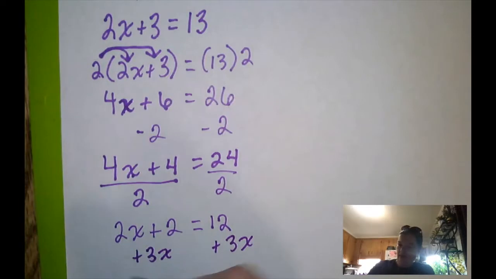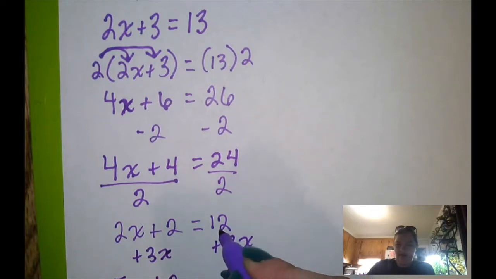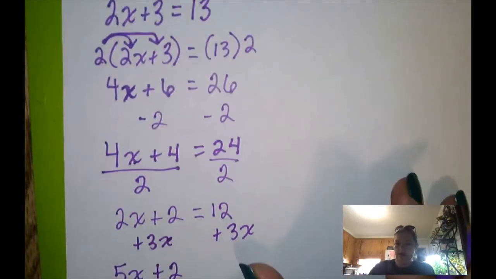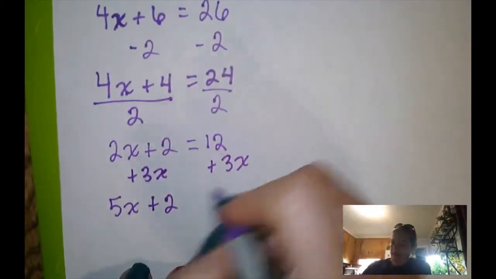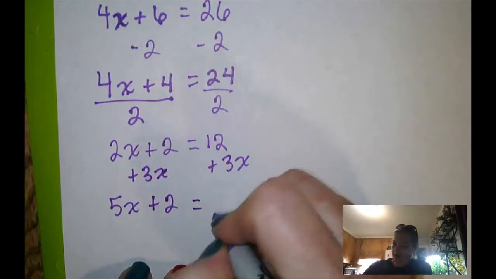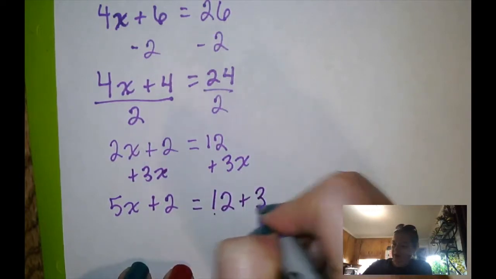Well, I've got 5 x's over here now. I don't add anything to that. That 2 is not having anything to do with the variables. So the 2 stays. I'm adding 3 x's. I'm not just adding a number or a constant. So I leave that here. So I have 12 plus 3x.